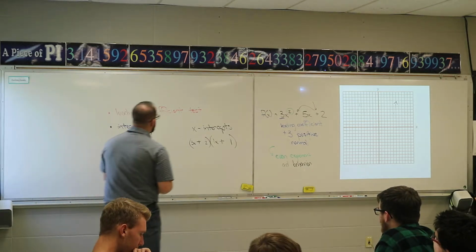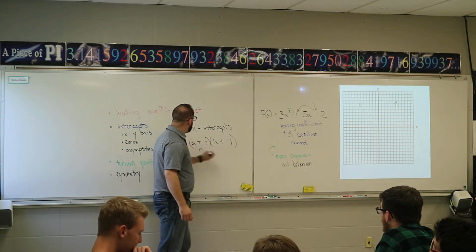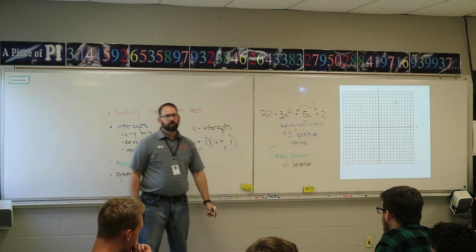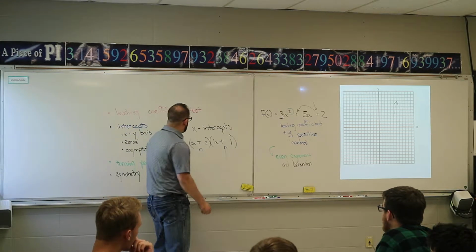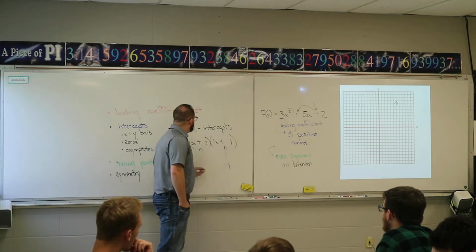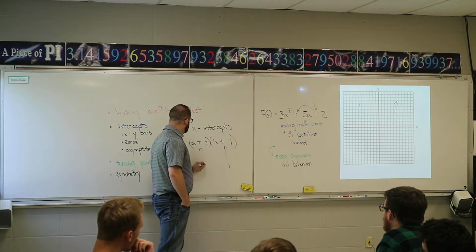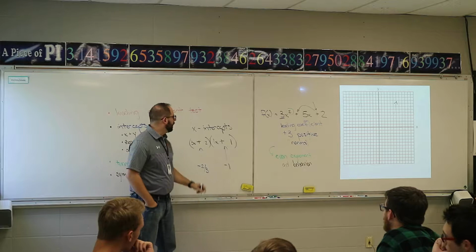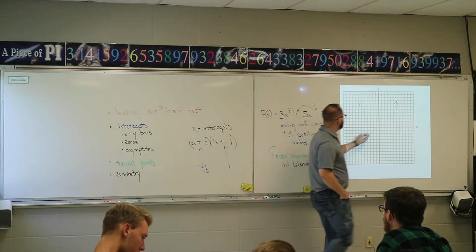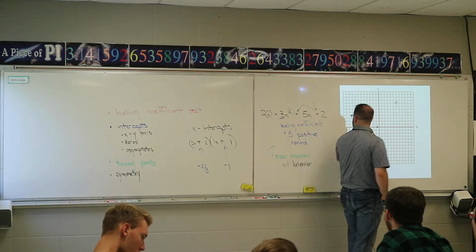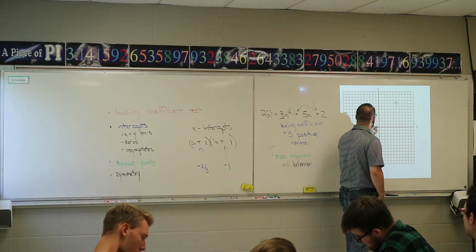Okay. So now in this case, what I need to do is figure out what would make each of these 0. What numbers would make these 0? Negative 1, and negative 2/3. How do you do that, set each of these equal to 0? You just know. Okay. So this is negative 2/3 and negative 1.